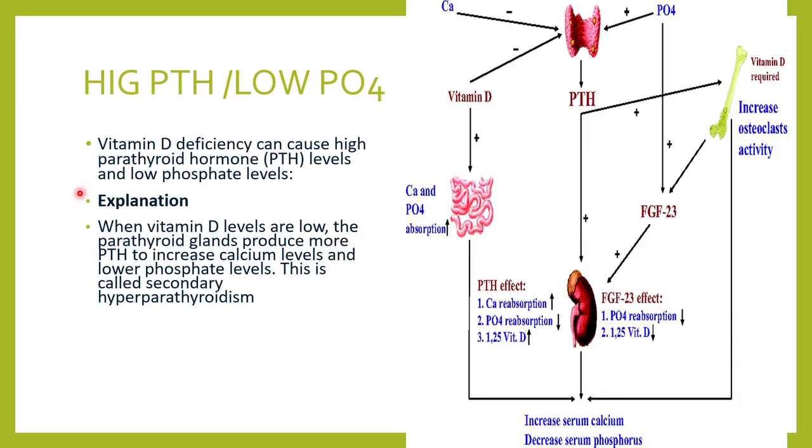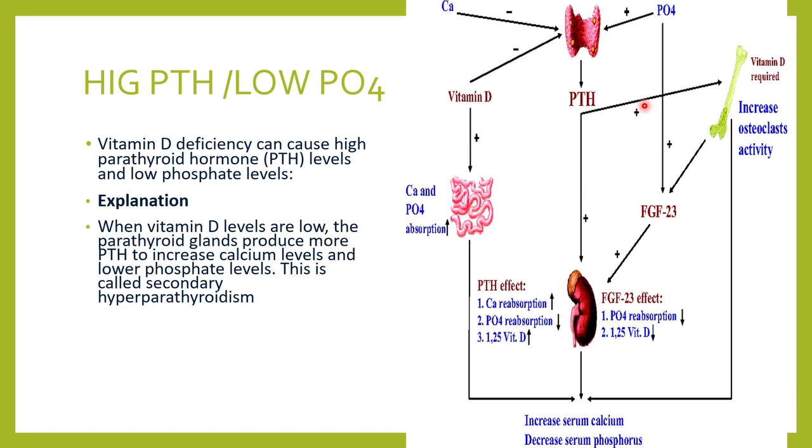So sometimes you might get high PTH and low phosphate. So you have a patient whose calcium is low, so his PTH is high, but he is having low phosphate. This happens in case of vitamin D deficiency. So vitamin D deficiency causes increased level of parathormones. So this parathormone is released to increase the level of calcium. So when calcium is raised, the phosphate level is going to be low.